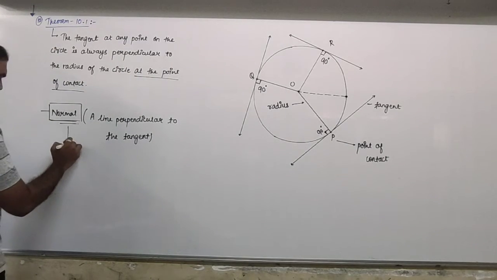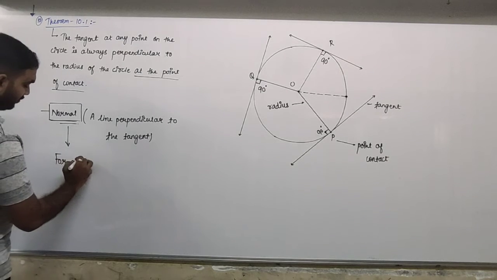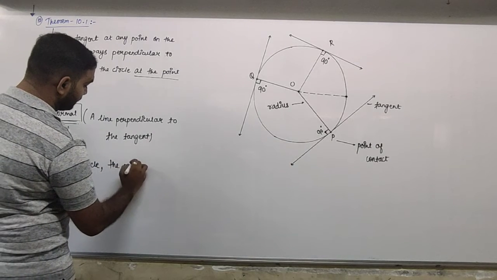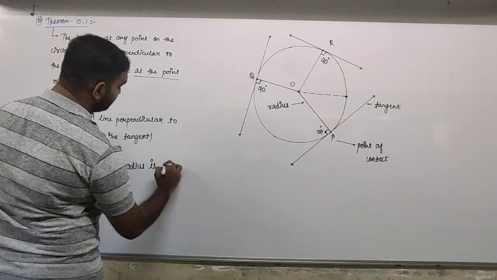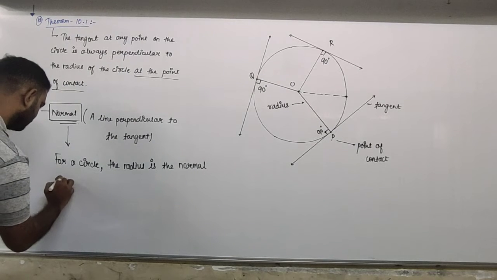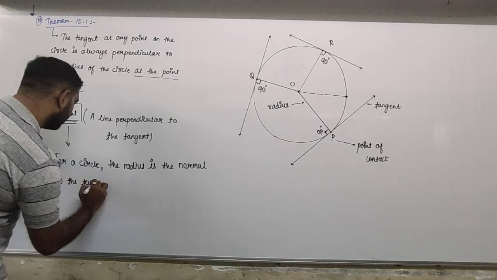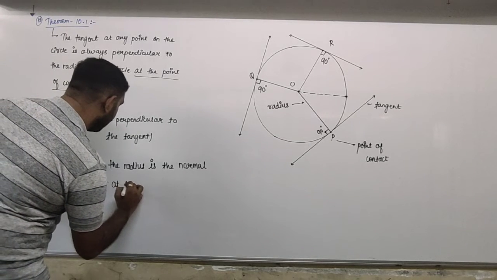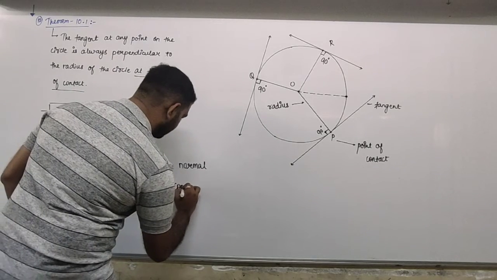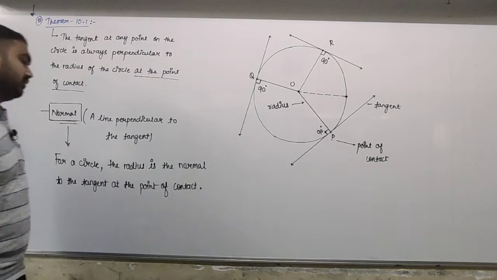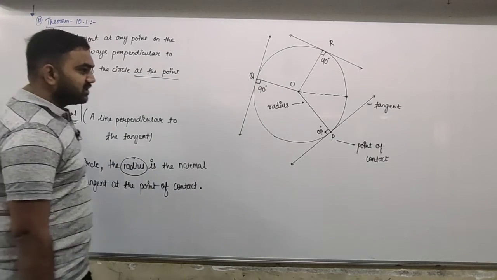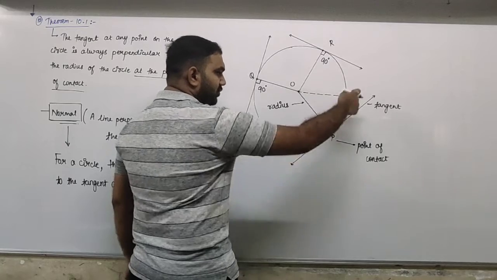So for a circle, the radius is the normal to the tangent at the point of contact, right? Who will be the normal? The radius. Radius will act as the normal to this tangent.